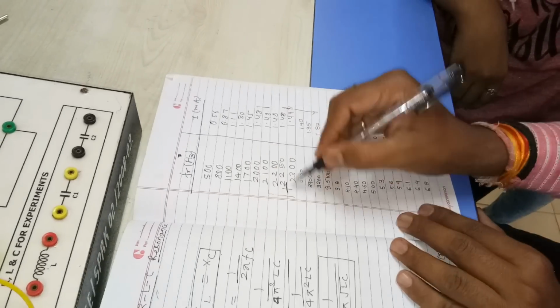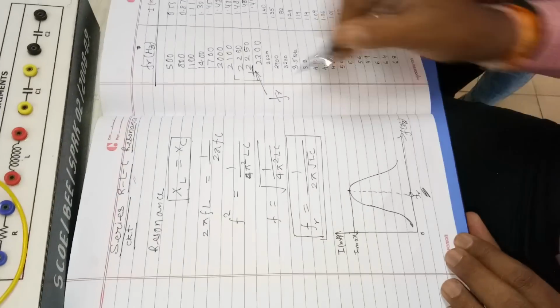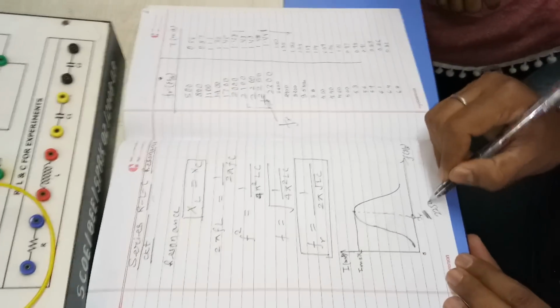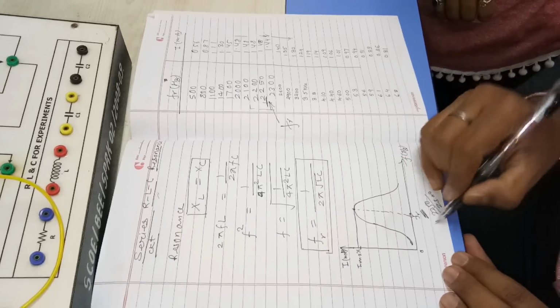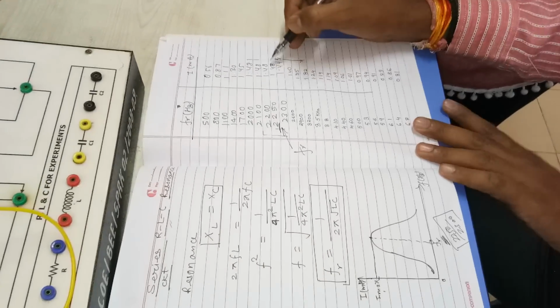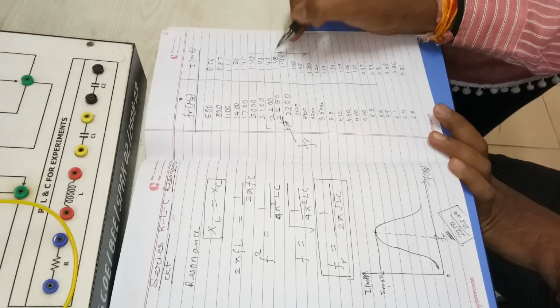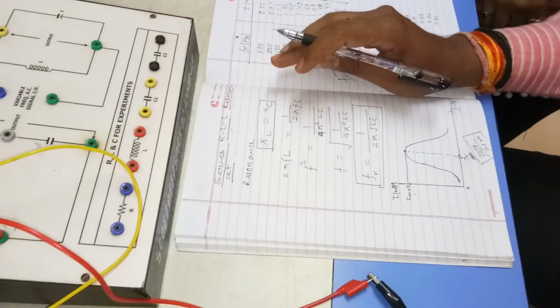Clear? So we can say this is our near about resonant frequency. That means this will be near about 2500 or maybe 2300. Clear? So this is called the resonant frequency. At this frequency you will get the maximum current. So what is the maximum current? 1.48 milliampere. So this is our maximum. So this practical is called the series RLC resonant circuit.